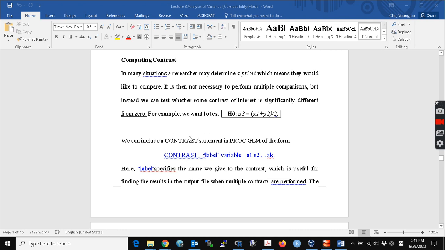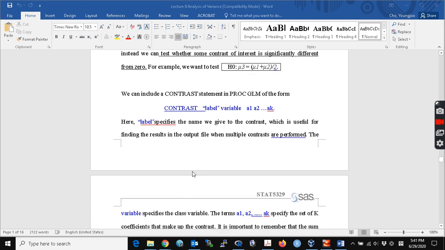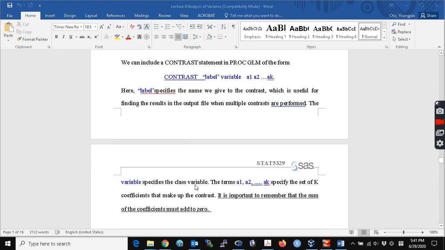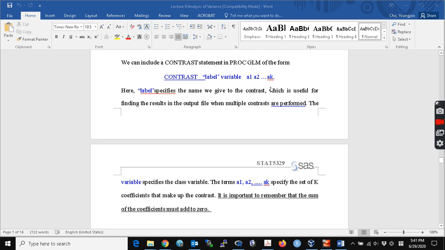Then we can specify this contrast by using the contrast statement with the label variable with A1 to AK. A1 to AK are the coefficients on these means. So we give the contrast a name, and then A1 to AK are the set of all the coefficients that make up the contrast. Notice that if you add all of the contrast coefficients, the sum should be 0.